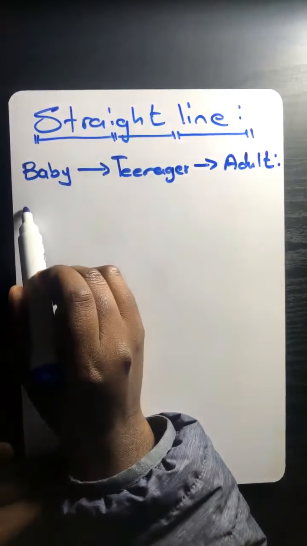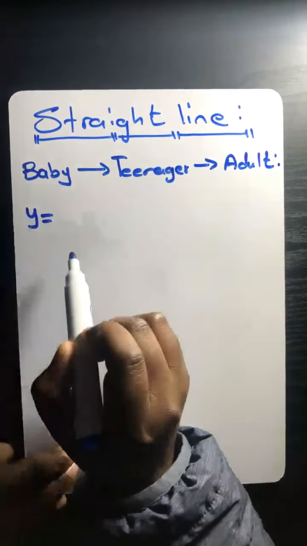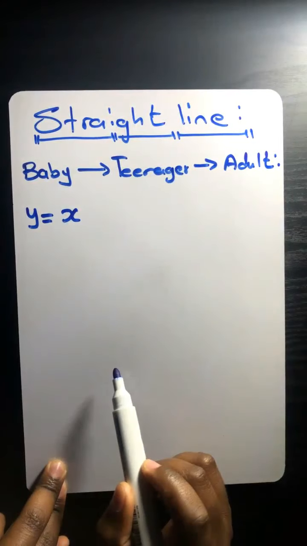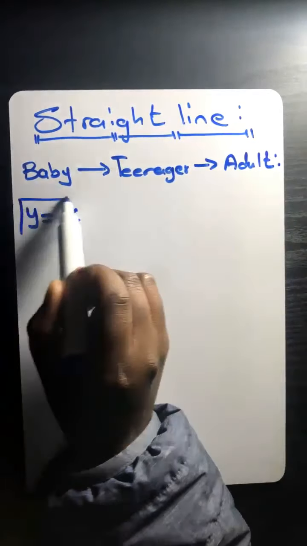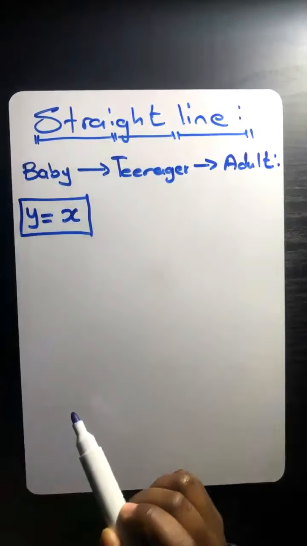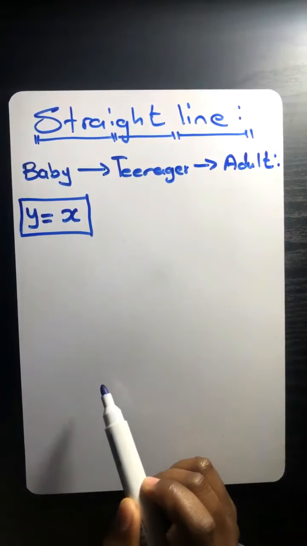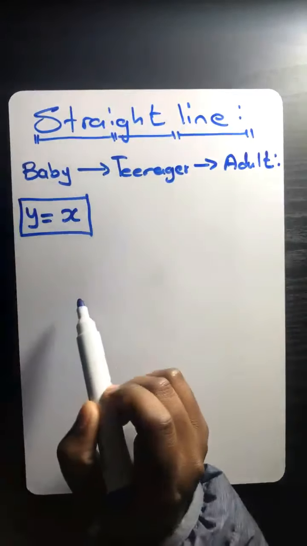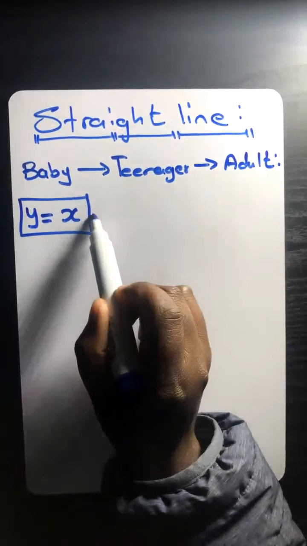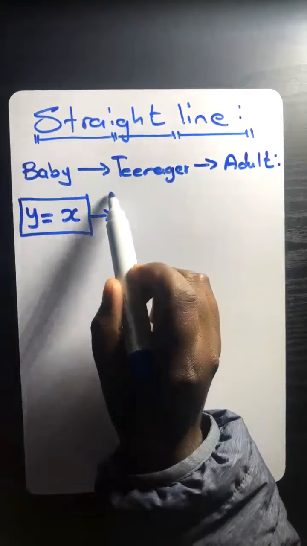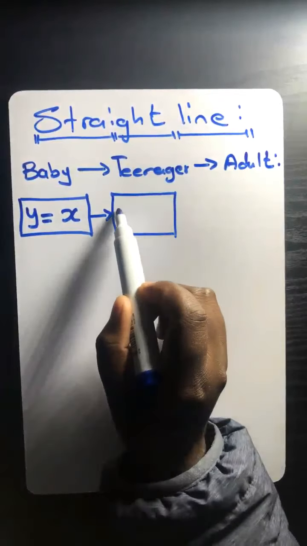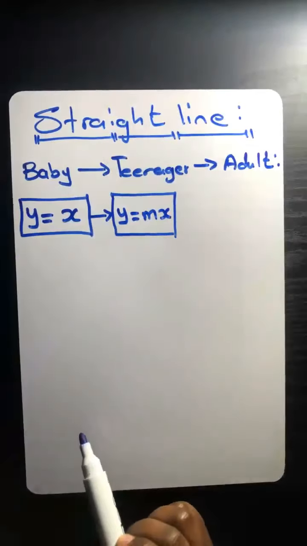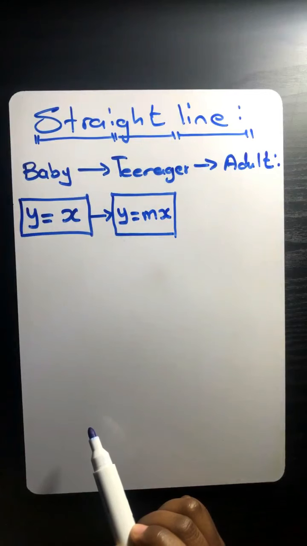So initially, guys, a straight line formula started as y is equal to x. This is the start of a straight line formula. I'm going to explain all of these phases, ladies and gentlemen. So from a straight line formula being a baby, it grew to become a teenager. This is how it looks when it's a teenager. We have y is equal to mx.